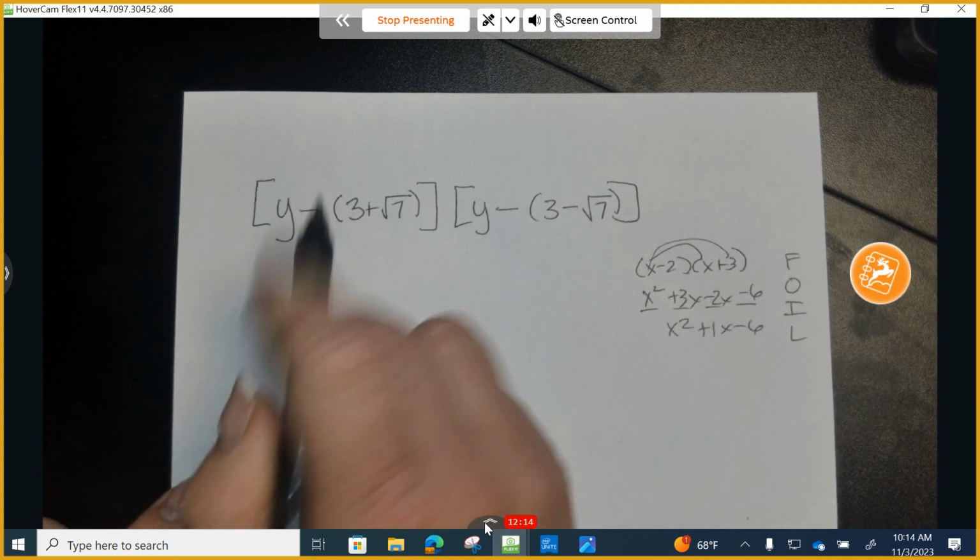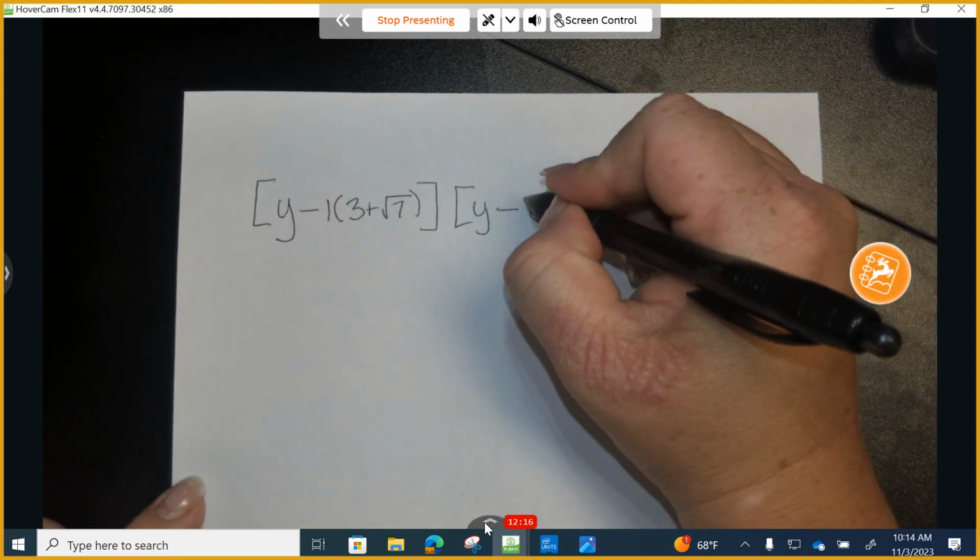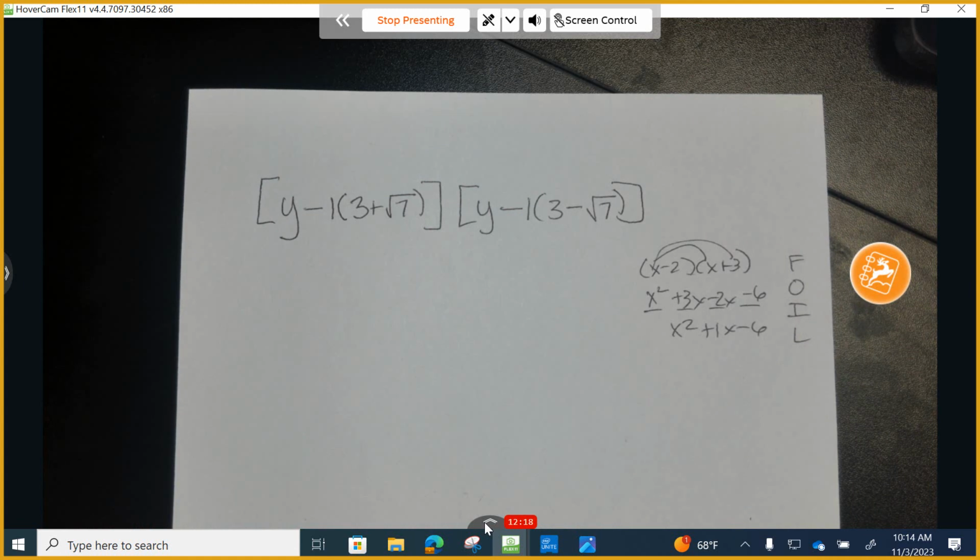Now, I don't see a number here. Can we put a 1? When we don't see a number, we can put a 1 there. We're going to slow this down. It's our last problem to practice today.